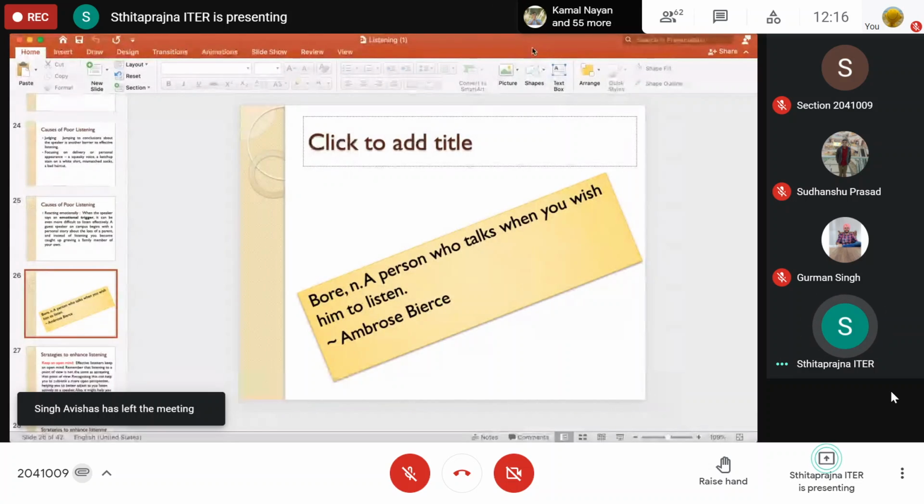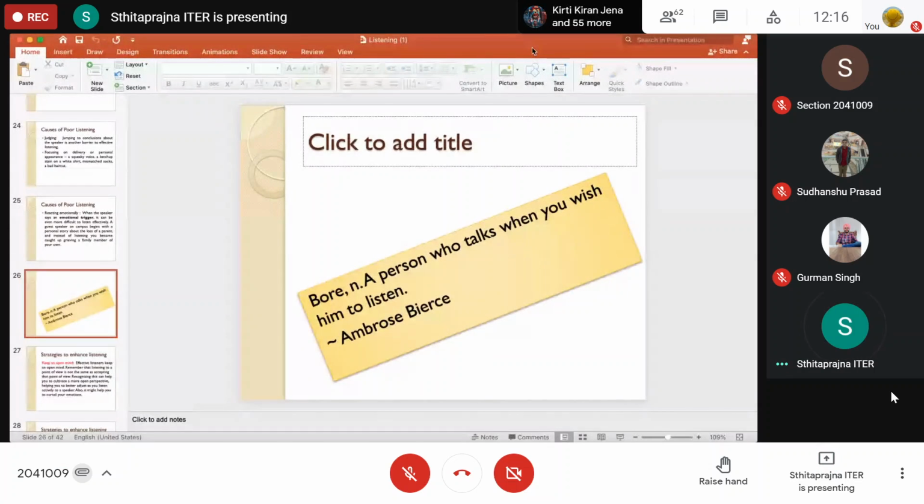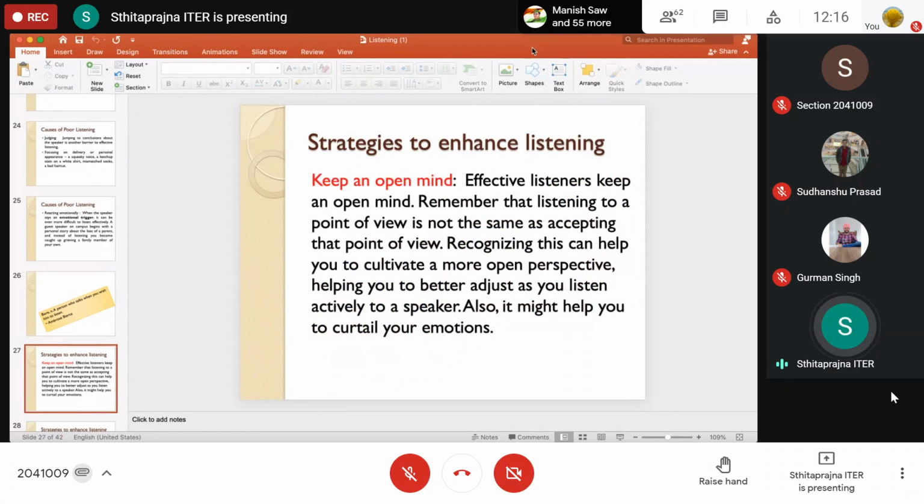Now this is a very interesting definition of bore. Bore is a noun here, used as a noun: a person who talks when you wish him to listen. Now, what are the strategies we can employ to enhance our listening?